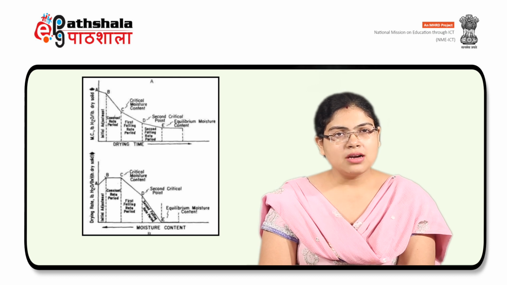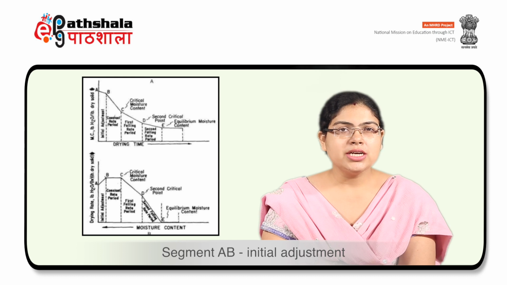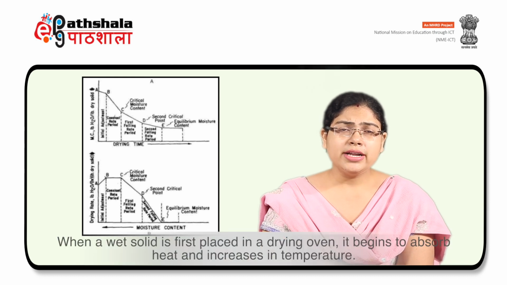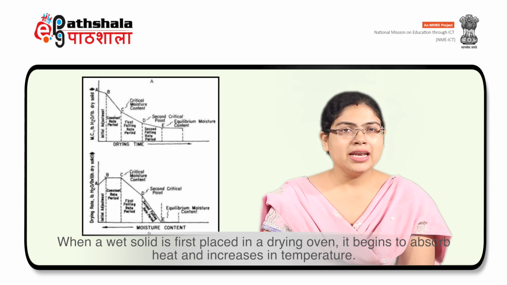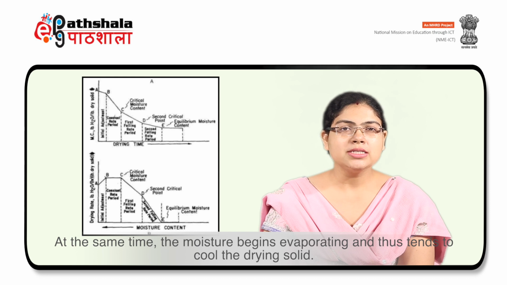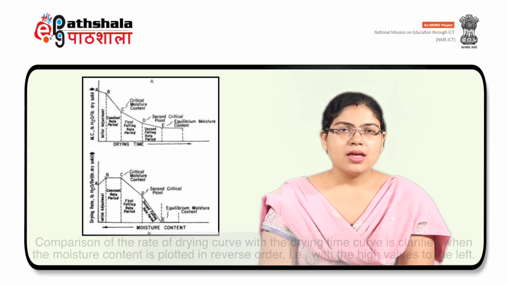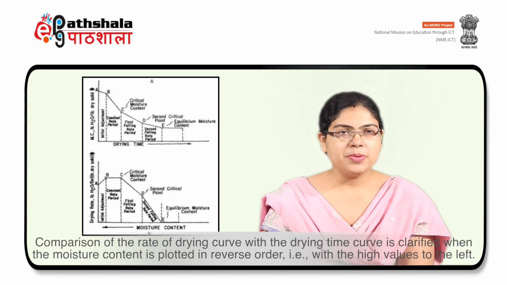Now we will see the graph and try to understand it. Segment AB is the initial adjustment. When a wet solid is first placed in a drying oven, it begins to absorb heat and increases in temperature. At the same time, the moisture begins evaporating and thus tends to cool the drying solid. After a period of initial adjustment, the rate of heating and cooling becomes equal and the temperature of the drying material stabilizes.